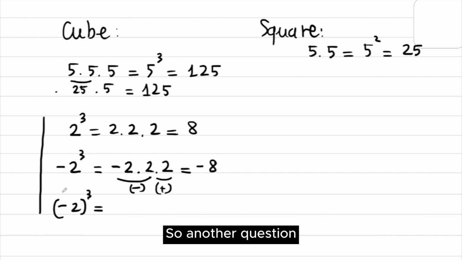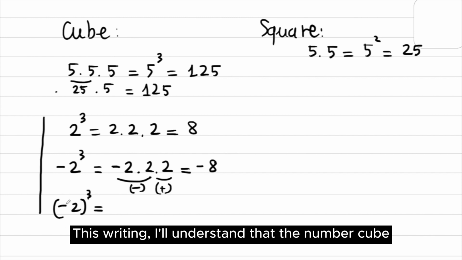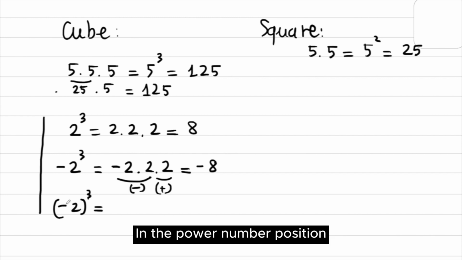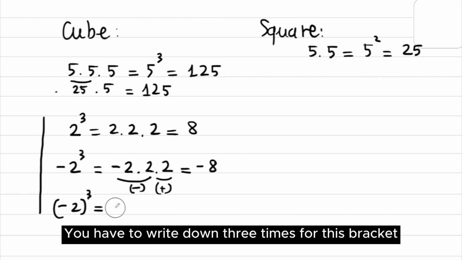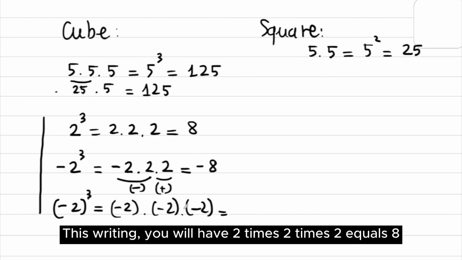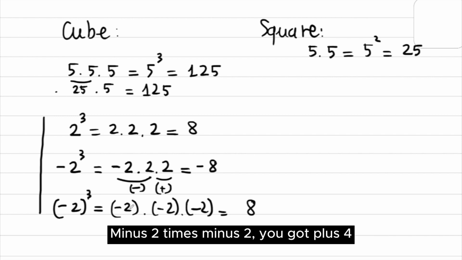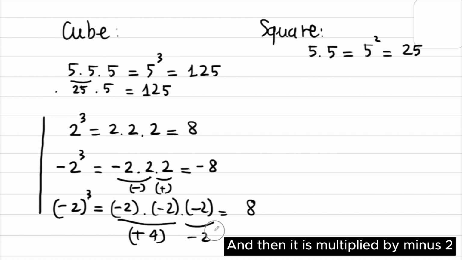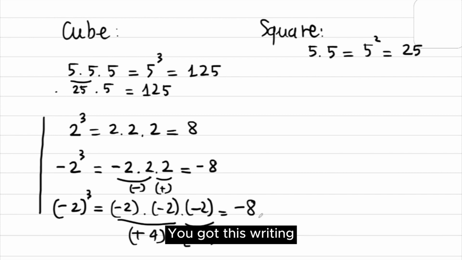Okay, another question, negative 2 with the cube outside the bracket. In this writing, I understand that the power number applies to the whole bracket. It means you have to write down the bracket 3 times, 1 bracket, 2 brackets, and 3 brackets. For this writing you have 2 times 2 times 2 is 8. And how about the positive and negative sign? Minus 2 times minus 2 gives plus 4, and then it is multiplied by minus 2, so plus 4 times negative 2, you get negative 8.